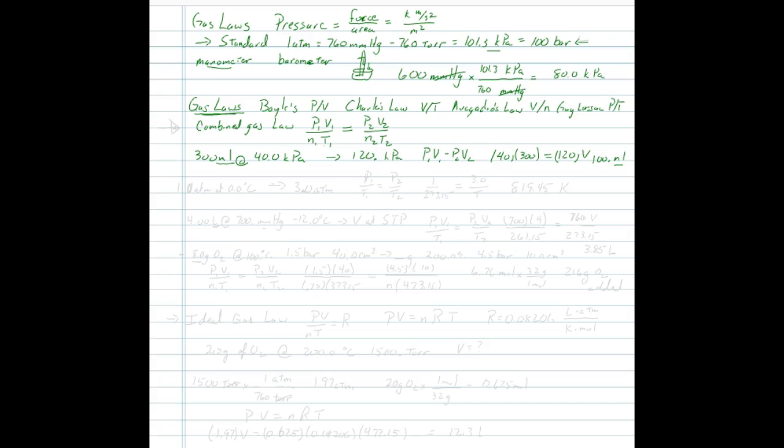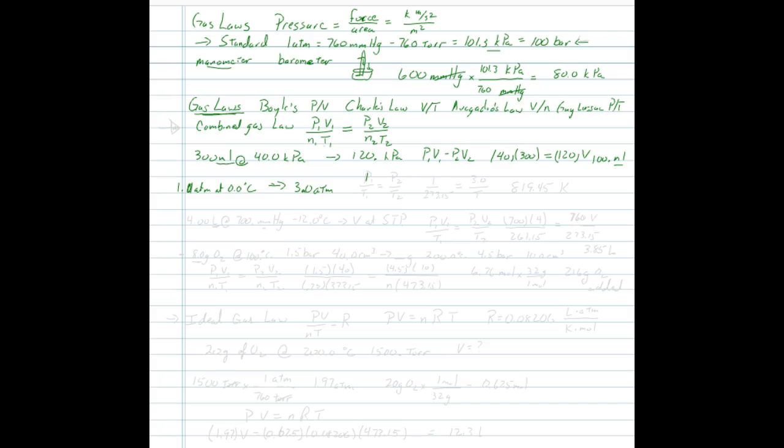Another example. If you have 1 atmosphere at 0 degrees Celsius, and you change the pressure, and the new pressure is 3.0 atmospheres, what will be the new temperature? Again, plug them in. Pressure doesn't have to be anything. Temperature must be in Kelvin, so you've got to add 273.15.